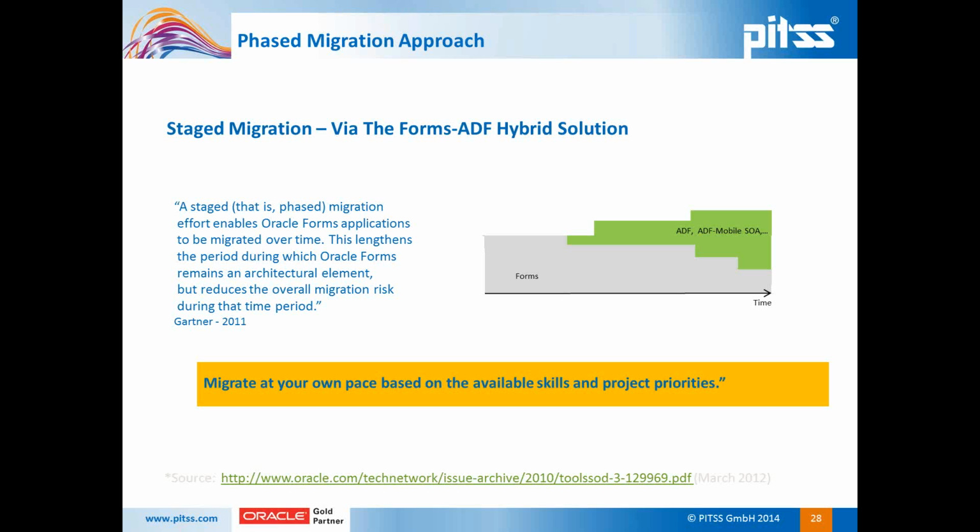Also, what you should consider is whether you would like a big bang migration, so migrate all the forms before you go live, or, as Gartner recommended in 2011, do a staged migration. Do it cluster by cluster. Start with the first cluster to migrate to forms, and then do it one by one and have a parallel application running.